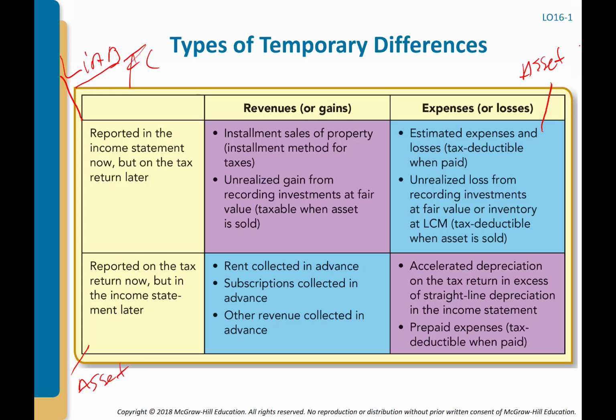Here, what happens? We take a depreciation, and we take depreciation at an accelerated rate for tax purposes. Tax will allow you to take a faster depreciation than most accounting methods will. Why is that? Why would tax allow you to take a depreciation faster?